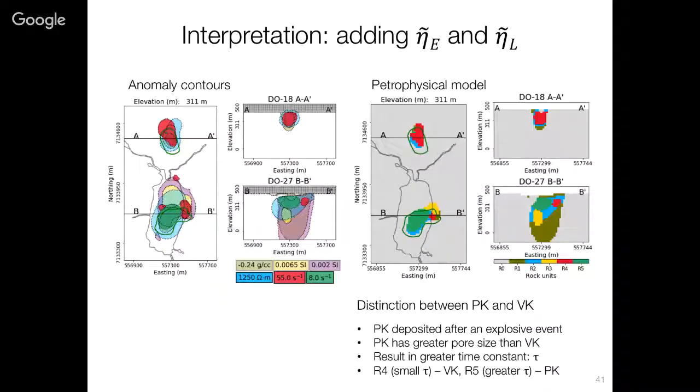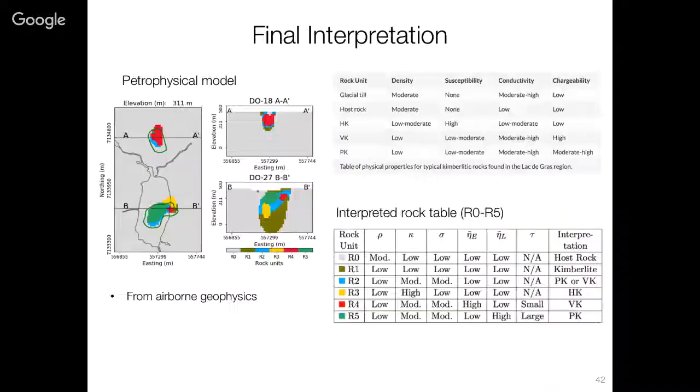So now we put that in. Now we've got 5 elements in here, and we've got 2 that are associated with the IP polarization decay curve. So the red is really long time constant, and the green is kind of smaller time constant. So that gives us rock units 4 and 5. So we can put all this stuff together. We've now got a table of rocks from 1 to 5, including the background.